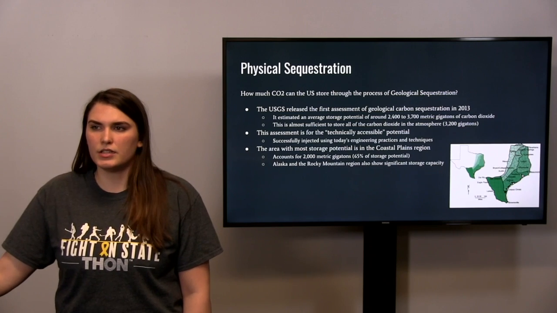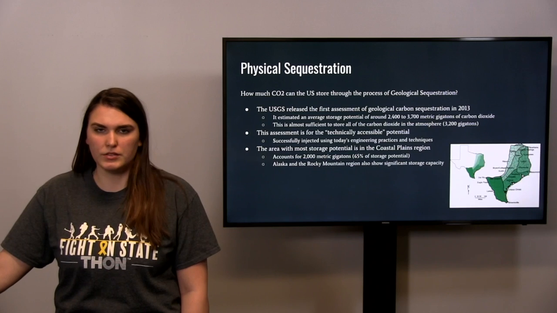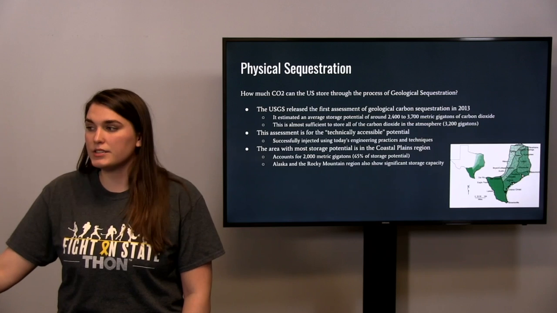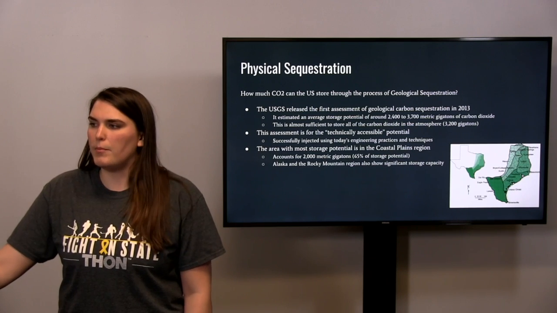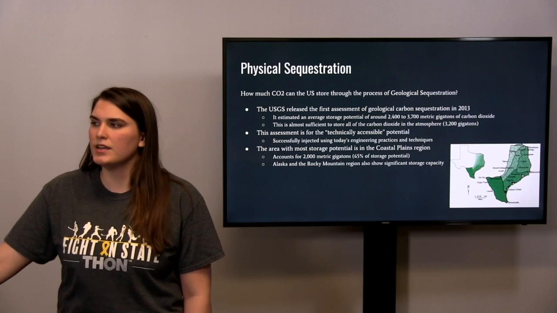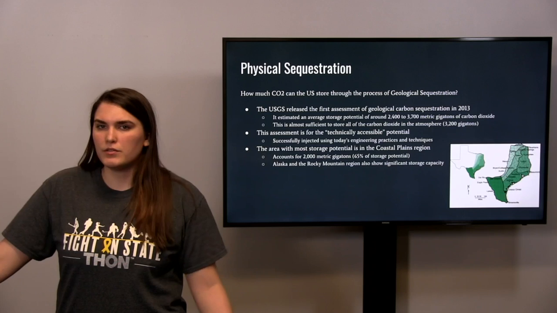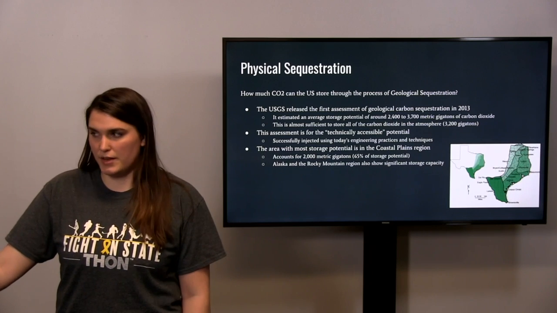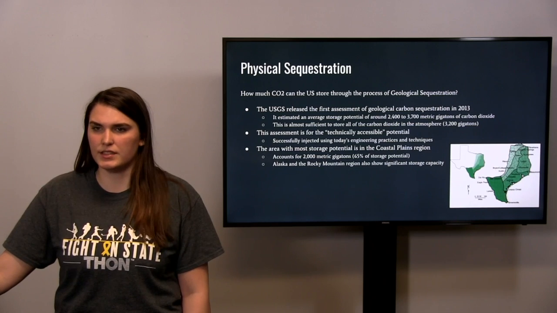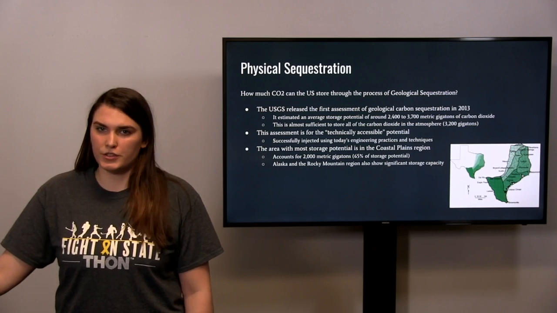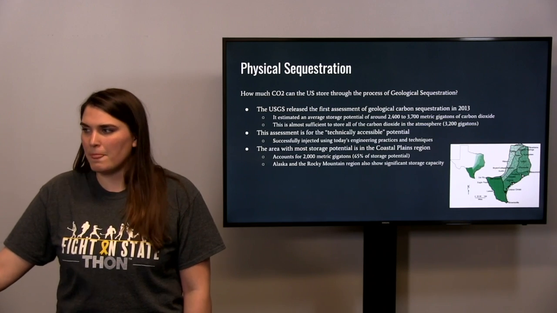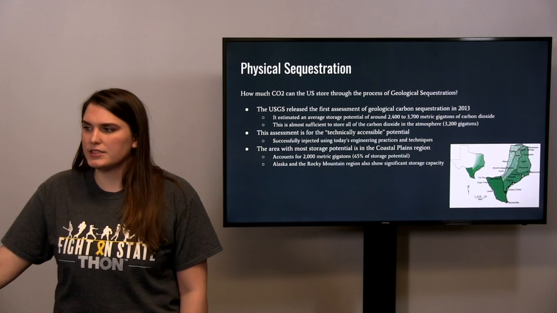It takes a certain geological formation to be able to do this technology, and the USGS released the first assessment in 2013 about the average estimated storage potential in the US. They estimated that about 2,400 to 3,700 metric gigatons of carbon dioxide would be able to be stored in the US in existing wells. This is actually almost sufficient to store all of the carbon dioxide that is in our atmosphere already, which is about 3,200 gigatons.